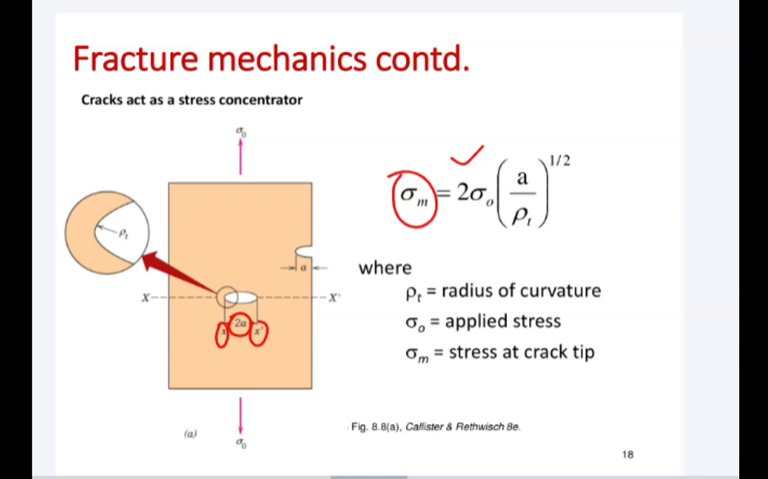Why do we find this maximum stress? The stress at the tip of the crack. For every material, there is one value known as critical stress, which we will study in the coming slide. So while we are designing anything, the maximum stress should not be more than the critical stress. By maximum stress, what do I mean? The stress at the tip of the crack. This stress should not be more than the critical stress. If it is more than the critical stress, what will happen? Can you tell me what will happen?